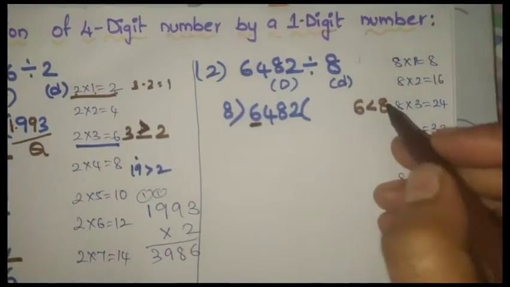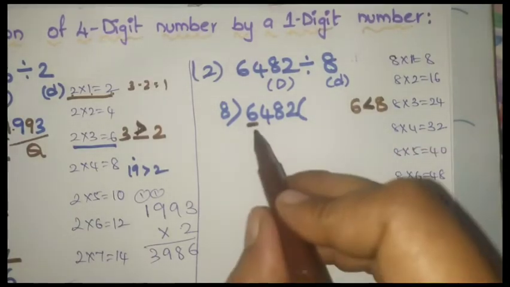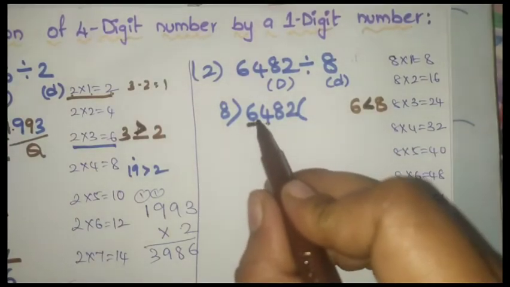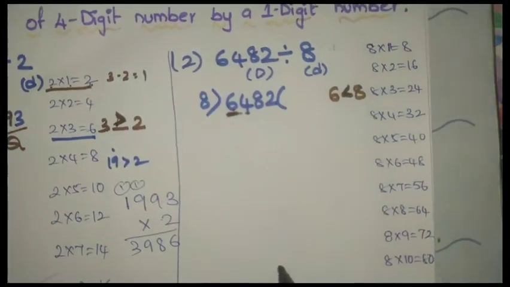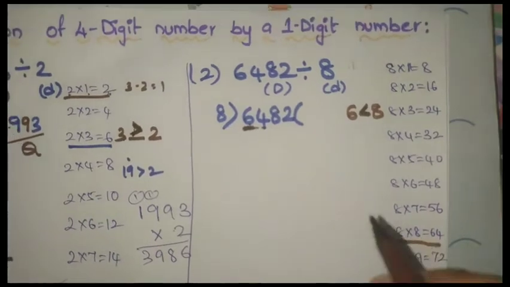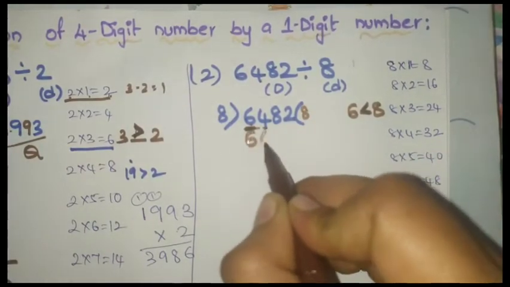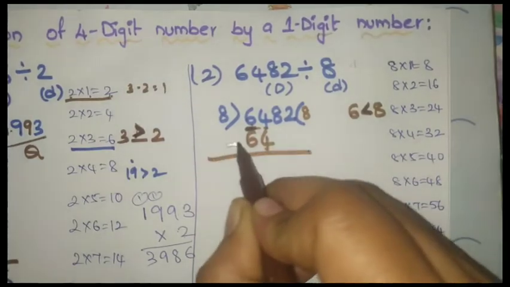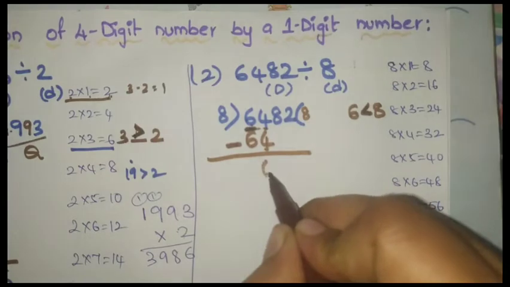In the first example we got greater than, so we did it directly. If we get less than, then we have to take 2 digits. Here the 2 digits will be 64. In the 8 table, when we get 64, 8 8s are 64. So we'll write 8 8s are 64. Now we'll do subtraction. 64 minus 64 is 0.